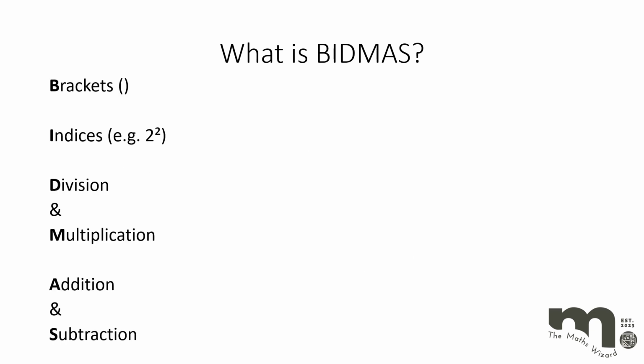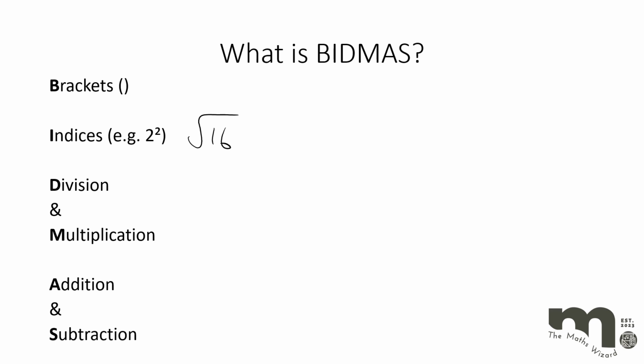Your B is for brackets. So you've got to do anything that's in brackets first. Then you've got to do any indices. For example, that could be 2 squared. It could also be something that's a square root. For example, the square root of 16, you would have to do that next.